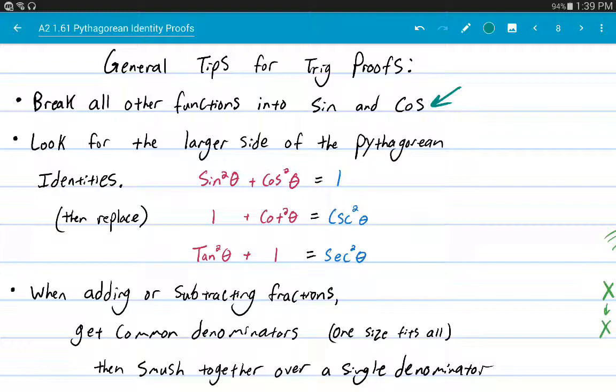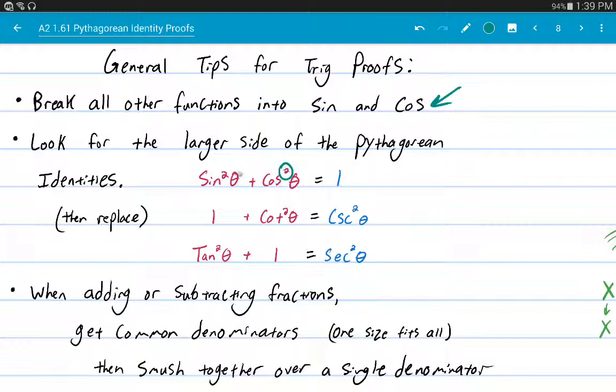We're going to look for the larger side of the Pythagorean identities, so these red ones. We're looking for sine squared plus cos squared. We're looking for 1 plus cotan squared, or tan squared plus 1. We're looking for those, and we can substitute because they're equal for this whole thing here. That's the idea. So we can turn two terms into one.